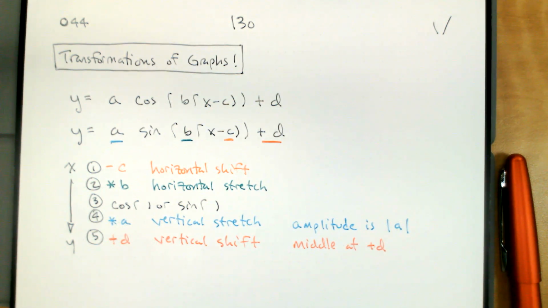The coefficient a is also going to tell us about what we're going to call the starting point. Even though these graphs go on forever in both directions, we're going to pick one point to be our starting point. Cosine starts at the top or the bottom. Sine starts at the middle. Those are the starting points. Cosine starts at the top.